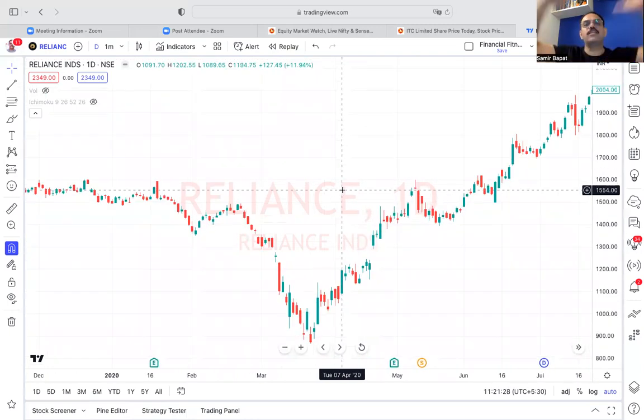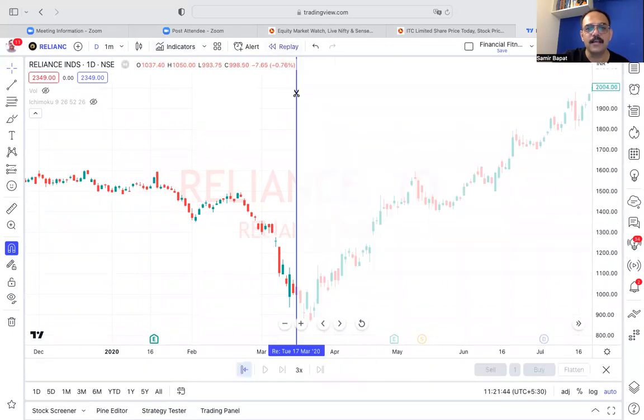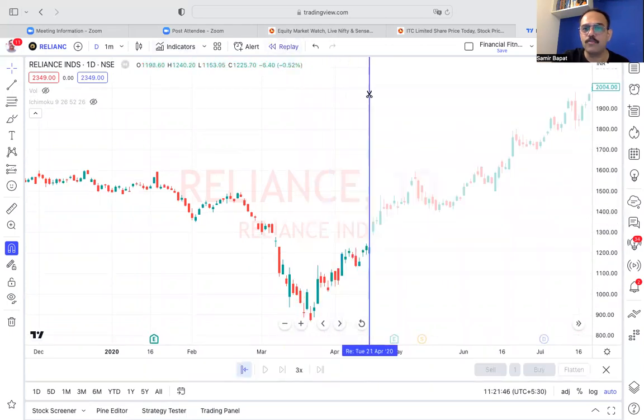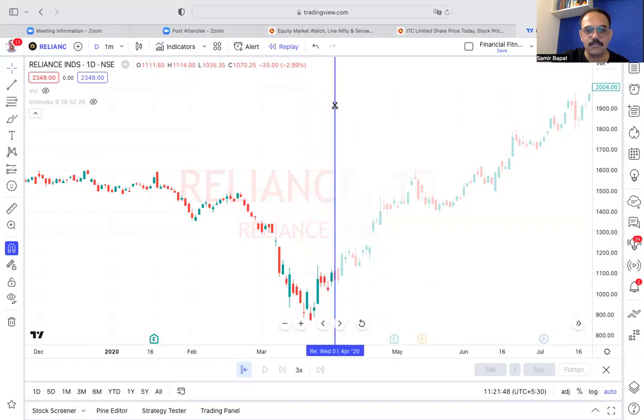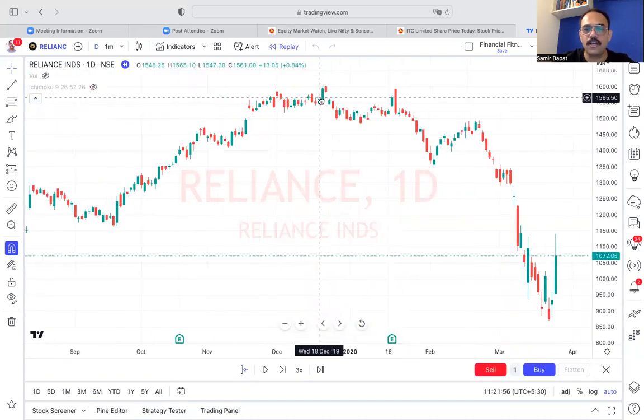I don't want to see the bias of the future. I don't want to see what has happened in the future. So I can use this fantastic tool for replay, visual replay. So I have to go to replay, click the replay button. See, now can you see one blue line is coming? Can I have a yes from you if you are able to see this blue line? Yes, sir. Now I put it here on this chart.